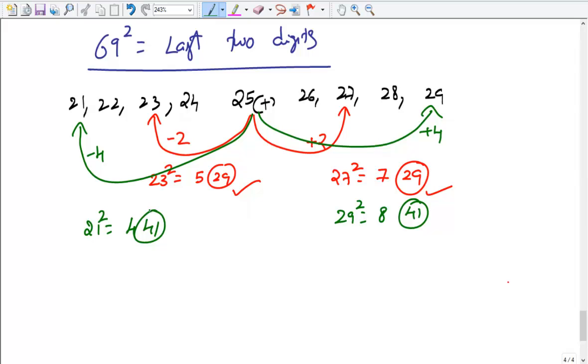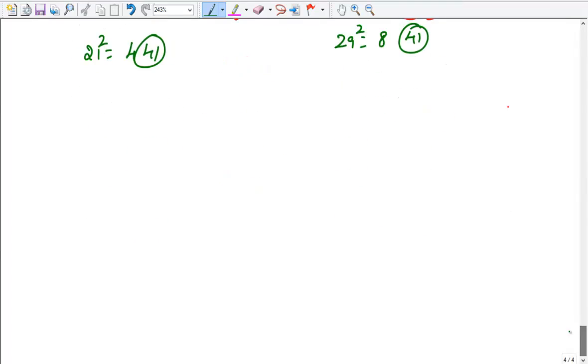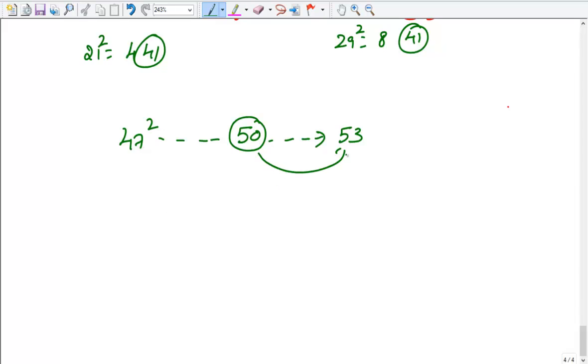Can we apply it for some other number? Is it only applicable for numbers where the deviation is taken about 25? No. You can have some other. Take from 50 also. Go to the other side. Let's see 53 square. And let's see 47 square. These are quite simple. So this deviation is plus 3. This deviation is minus 3. These are very easy to find.